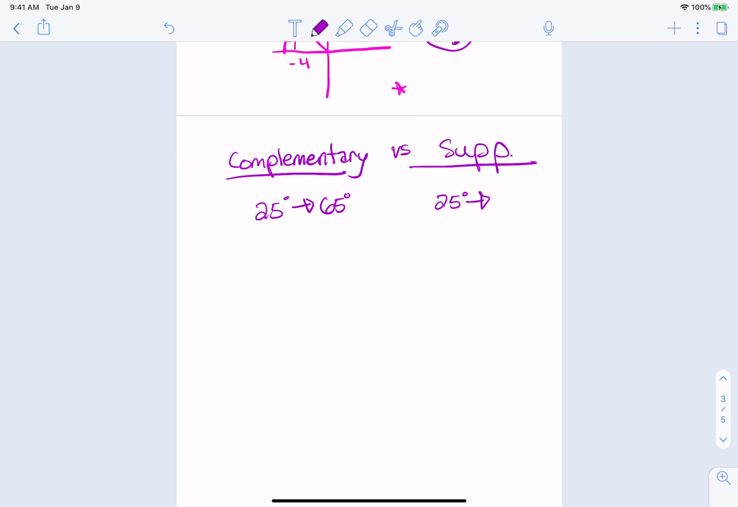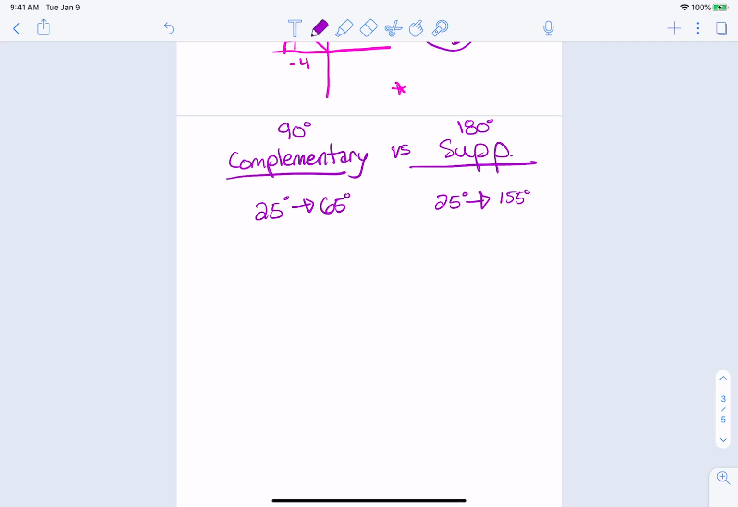Okay, complement, they have to add up to be 90 degrees. Okay, supplement, they have to add up to be 180. So, if 25 degrees is what I have, what will I have to add to it to be 180? 155? Is that right? Yeah, I believe you're right.